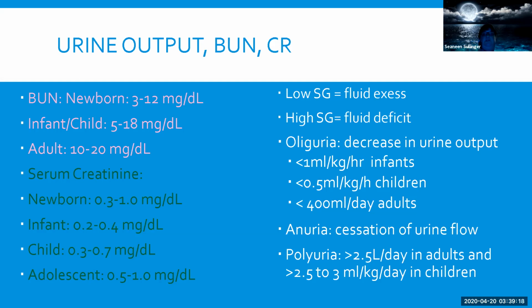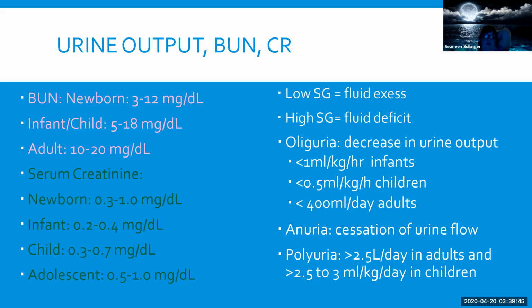And then some terms to be familiar with: oliguria, which is a decrease in urine output; anuria, which is cessation of urine flow; and polyuria, which is greater than 2.5 liters per day in adults and 2.5 to 3 milliliters per kilo per day in children. So remember, in children, we're doing the weight. We looked at weight in terms of fluid intake, and now we're looking in terms of output.